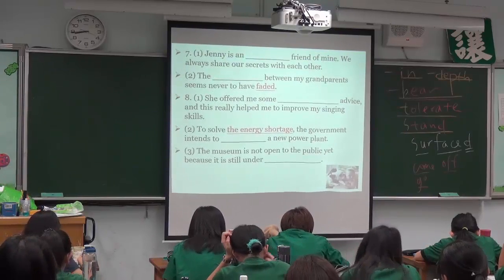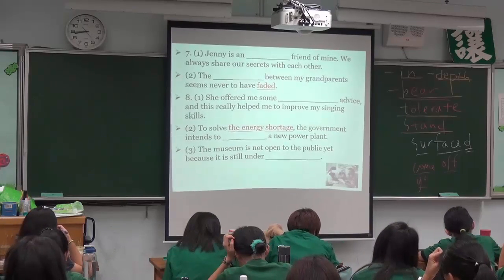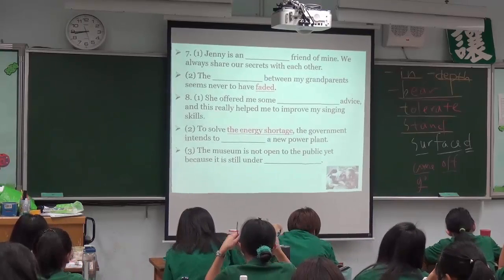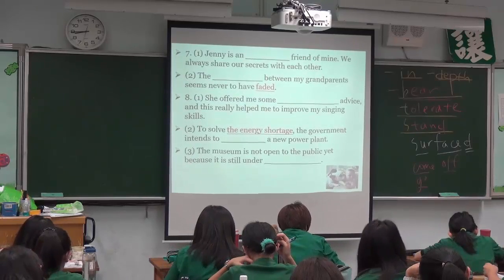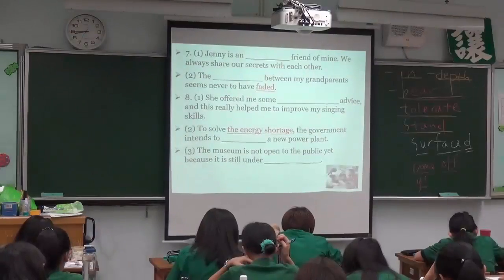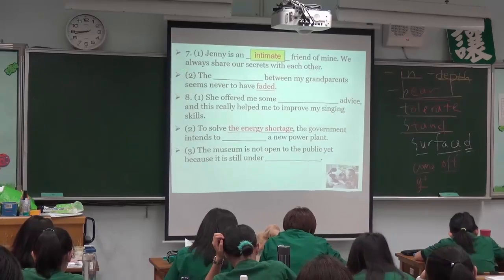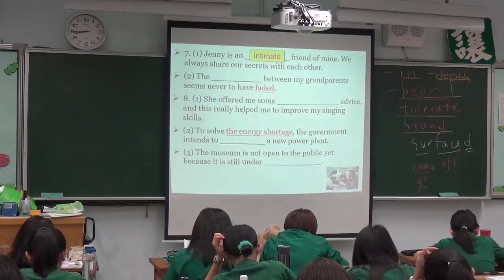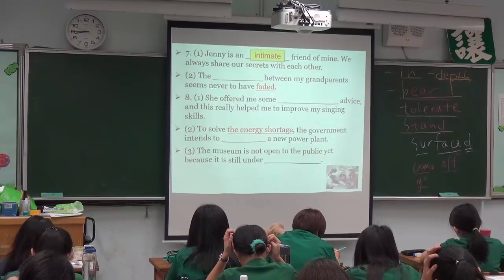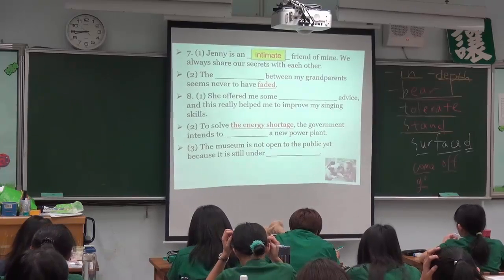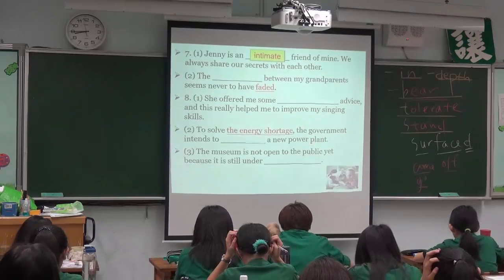So like here this word, another word that is similar to the meaning of close. So wait, Matthew, Jenny is a friend of mine. When you say someone that is close to you, you're right, intimate friend of mine. Thank you. And here the second example, the relationship between my grandparents seems never to have faded. So like if you say the close relationship between two people, the relationship between my parents seems never to have faded.